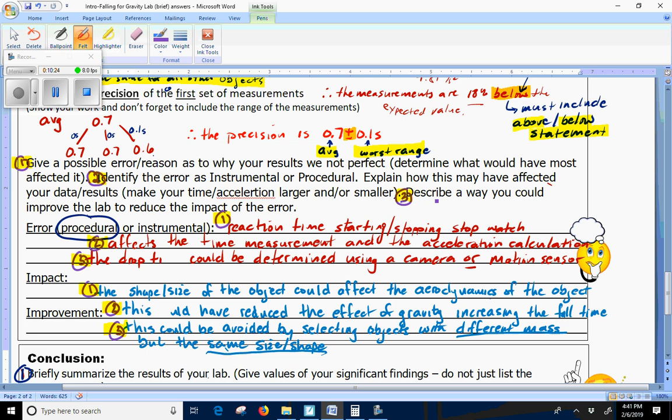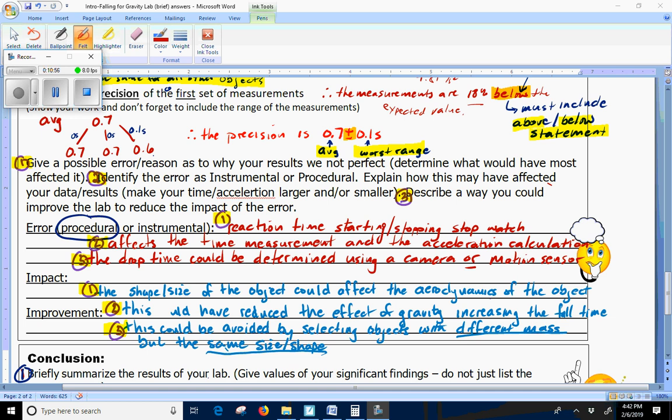Thirdly, describe a way you could improve the lab to reduce the impact of this error. So I have two different errors that we can look at. The first one is one of the more obvious ones. It's the reaction time associated with starting and stopping the stopwatch. That's a big one. And what this does, it affects the time measurement and then subsequently the acceleration calculation. And finally, the drop time could be determined using a camera or motion sensor instead of using the stopwatch.